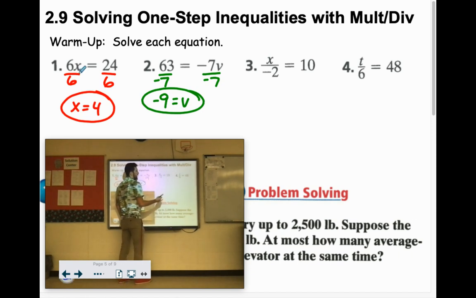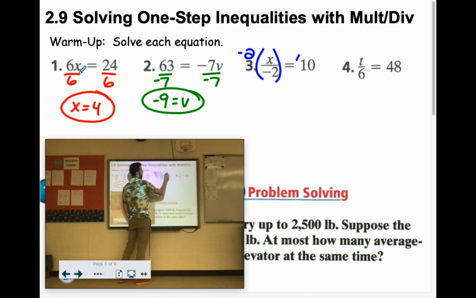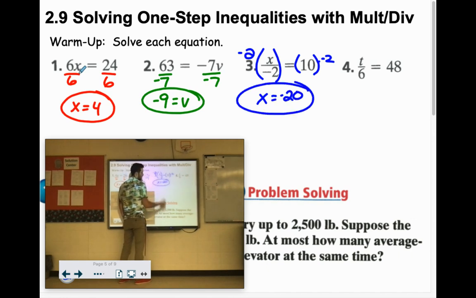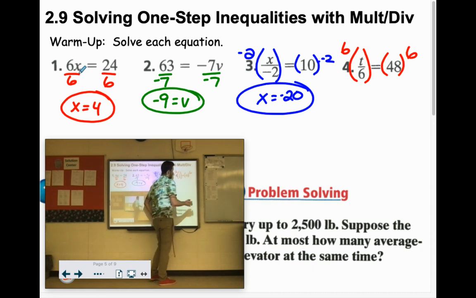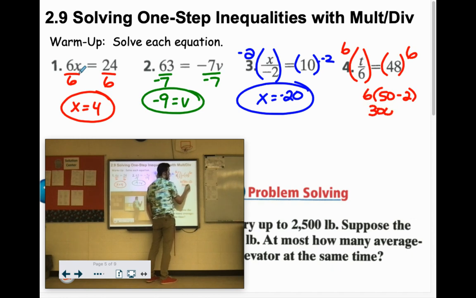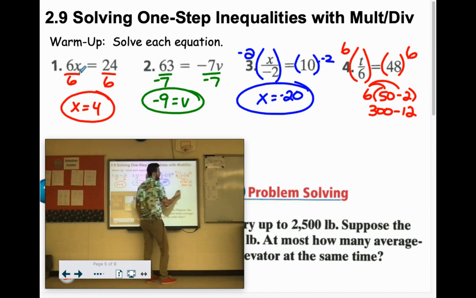x divided by negative 2 equals negative 10. So we'd have to multiply by negative 2. Negative 10 times negative 2 is 20. And t divided by 6 equals 48. To cancel out division, we have to multiply. 6 times 48, well, let's see, 50 minus 2 is 48. 6 times 50 is 300. 6 times 2 is 12. 300 minus 12 is 288.